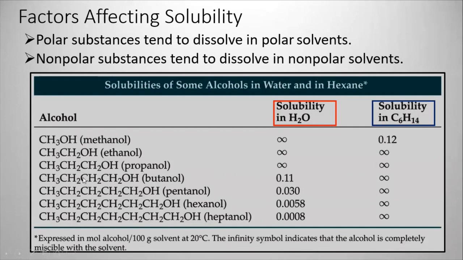Now you increase the carbons beyond 3. Now look at the solubility. Now you have a limit. The solubility is 0.11. And this solubility is moles per 100 grams of water. So this is how many moles per 100 grams of water are soluble. Again, as you increase the number of carbon atoms, look at the solubility decreasing.